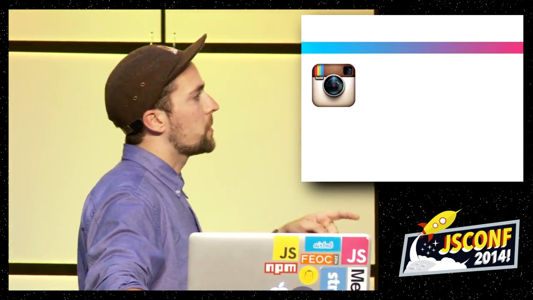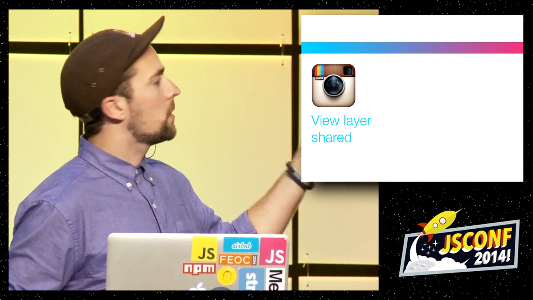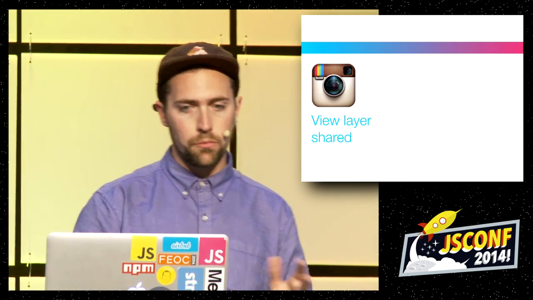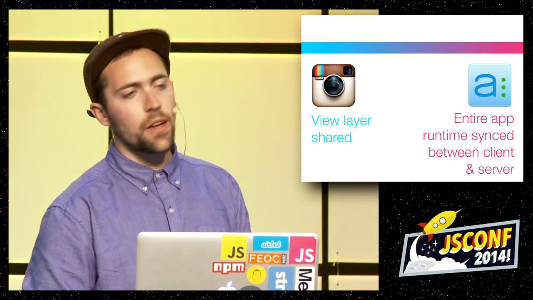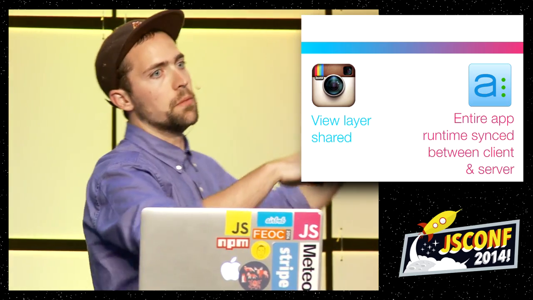And for some examples, Instagram.com would be on this side of the spectrum, where they just shared their view layer. They had a totally different server-side technology for most of their app. Whereas Asana is all the way at the extreme, where the entire application is shared.